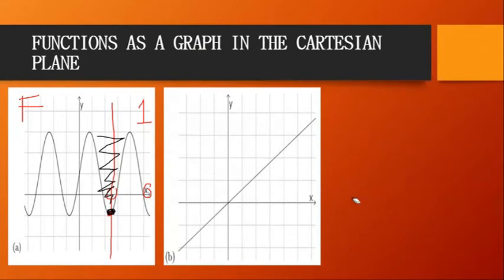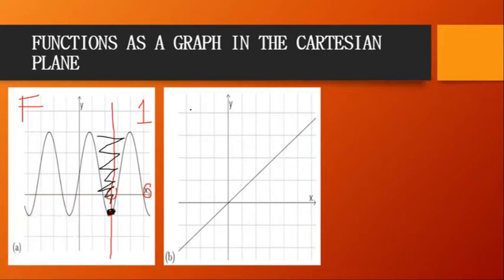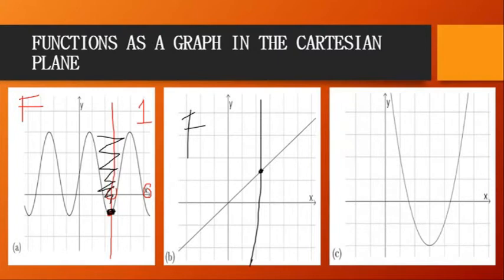An example ko na 'to kanina, so alam na agad natin that this is a function. Okay? So once na nag-draw tayo ng vertical line, ito lang ang intersection natin. Another one. So meron tayo ditong parabola. Parabola natin is either it opens upward or downward. Anyway, pareho lang naman 'yun ang magiging sagot. And that is a function.